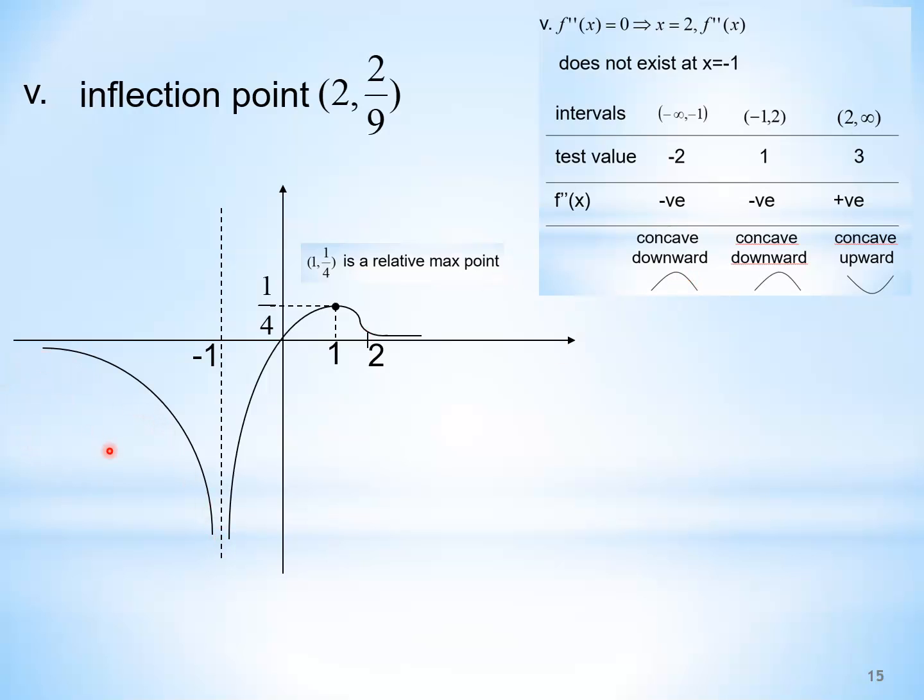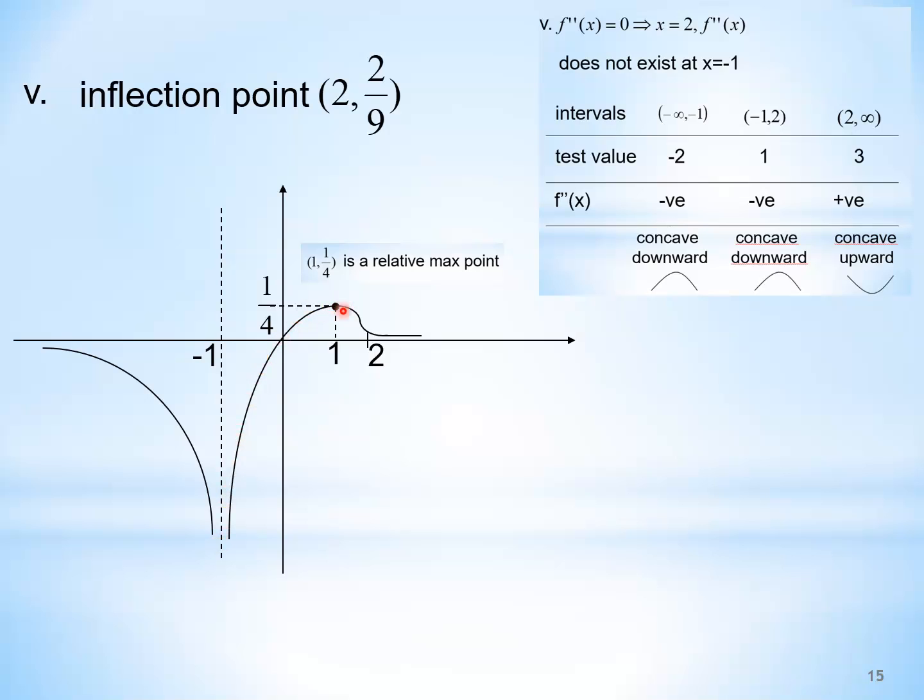So this is the first part, for -infinity until -1. And then don't forget we have our asymptote which is -1, so the graph cannot touch this asymptote. And then from -1 until 2, again it's concave downward. This time it takes the part on this side, half of this graph.